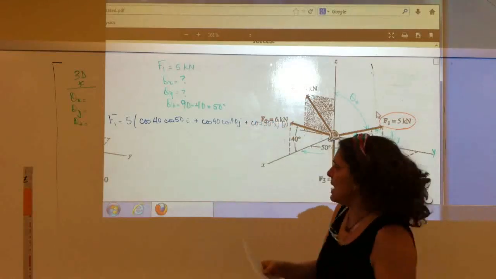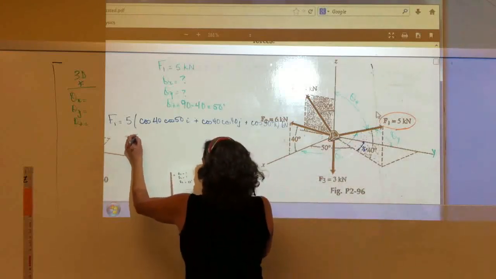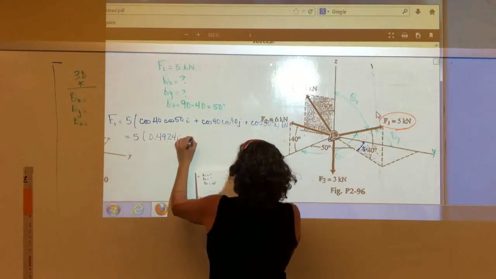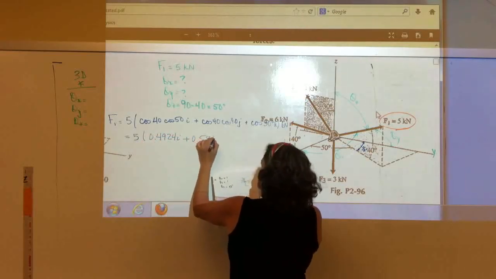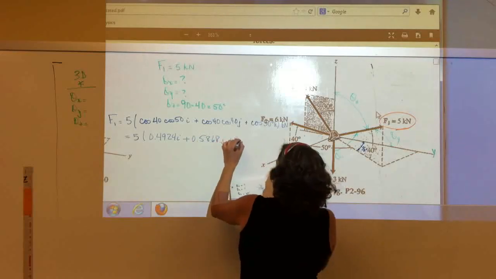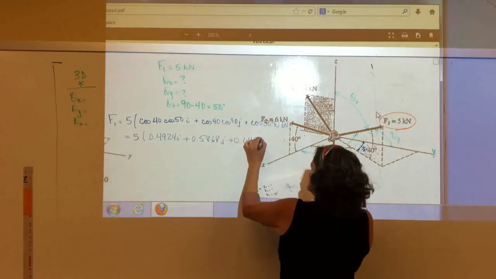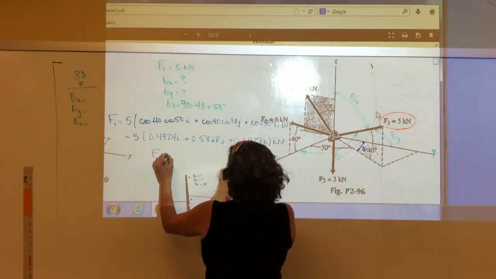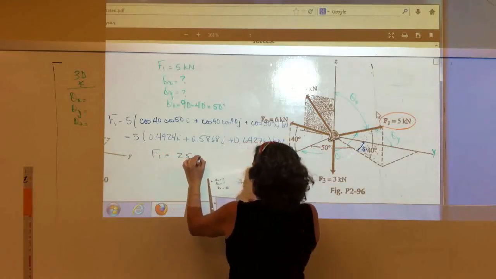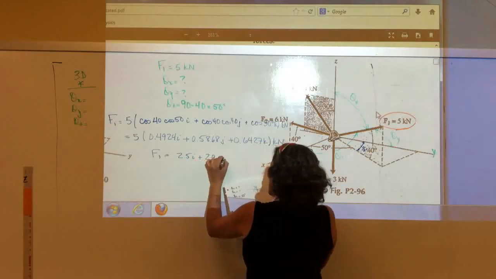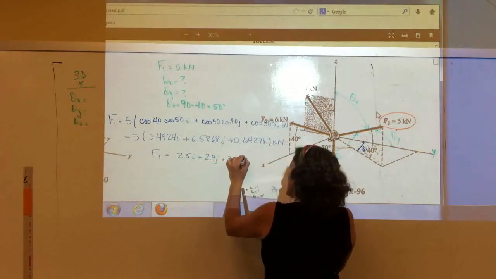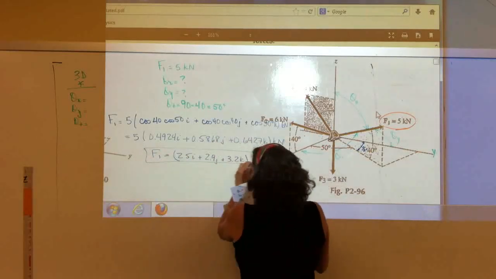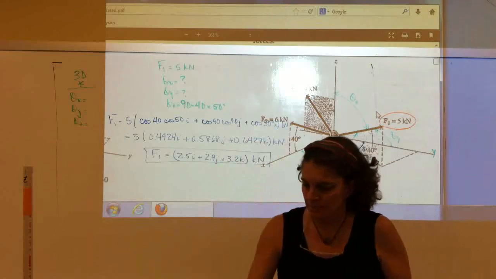And that value comes out to be F1 is 5 times 0.4924i plus 0.5868j plus 0.6427k kilonewtons, and that comes out F1 is equal to 2.5i plus 2.9j plus 3.2k kilonewtons. And this is representing it in vector form.